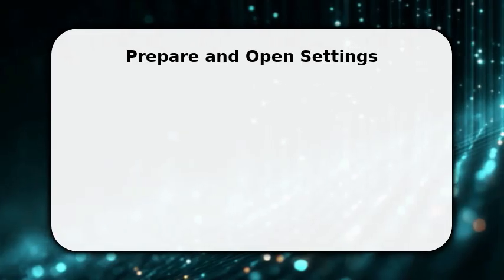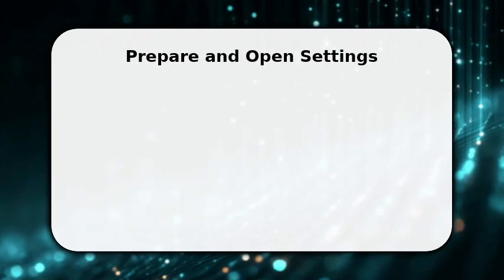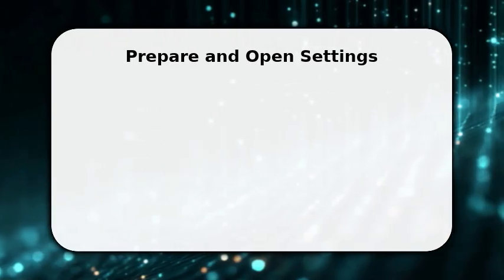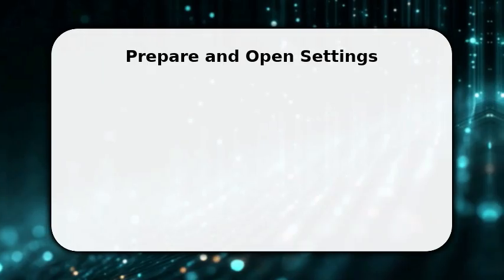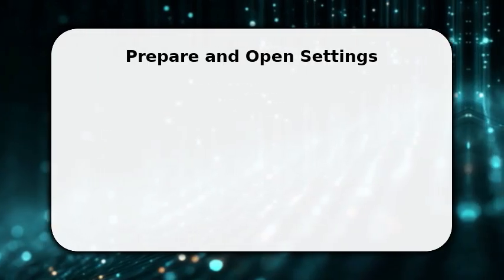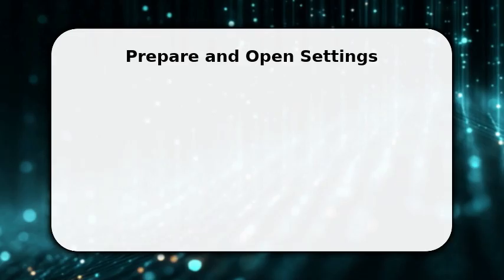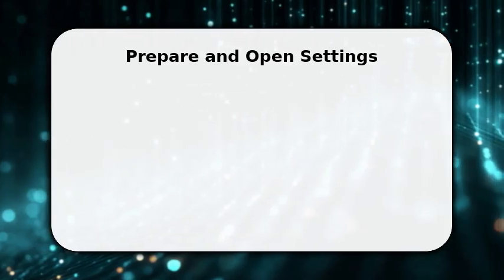You start by making sure the device is on, unlocked, and has at least 20% battery so the process won't be interrupted. Open the Settings app and type Privacy or Security into the search bar to jump straight to the right menu. This saves time.